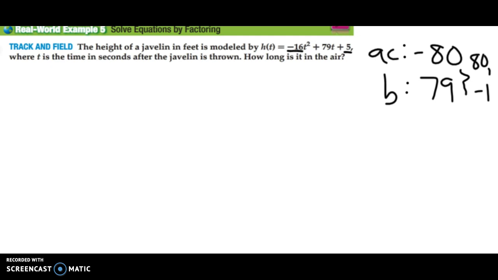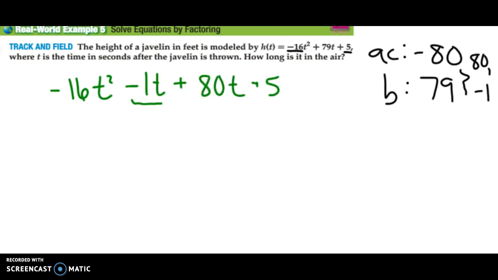So I rewrite the middle term using 80 and negative 1. So I'm going to do negative 16t squared minus 1t plus 80t plus 5. Now it doesn't matter the order in which you do this, but what I like to do is, if it's possible, keep the negatives together and the positives together. But you'll get the same answer either way. So what I can take out of both negative 16t squared and negative 1t is a negative t. And so I'm left with 16t plus 1.